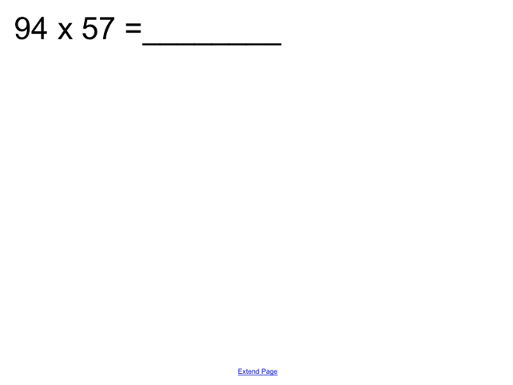So here we have 94 times 57, a 2-digit number by a 2-digit number. So in order to answer this, we have to rewrite this problem vertically. That means one number on top of the other, and I like to put the larger number on top. Okay, so I'm going to put 94 times 57.